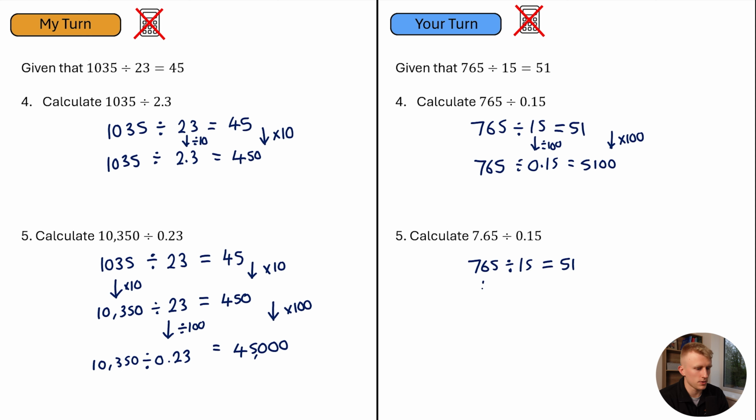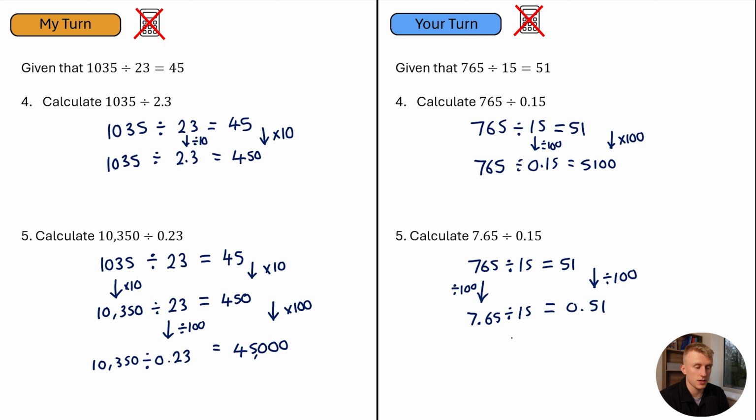So I've changed both numbers this time. Let's start with the number that is being divided, the 765 I mean. So I've made that 100 times smaller. Let's keep the 15 here and look at that change in a second. So I made the number that is being divided 100 times smaller. So the same effect is going to happen to my answer. I'm going to take my answer of 51 divided by 100 to give me 0.51.